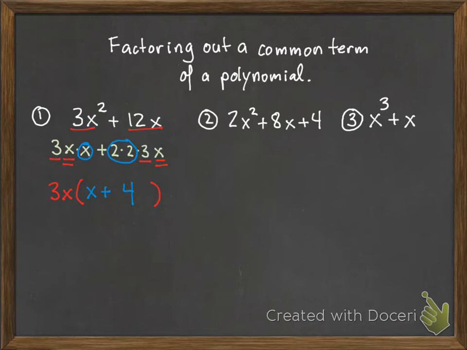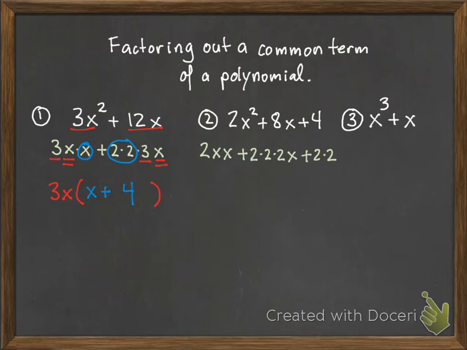So that was a binomial. We can do the same thing for a trinomial if need be. So this is a quadratic trinomial, and I'm going to factor this guy all out. So that's going to be 2x squared plus 2 times 2 times 2 x plus 2 times 2.